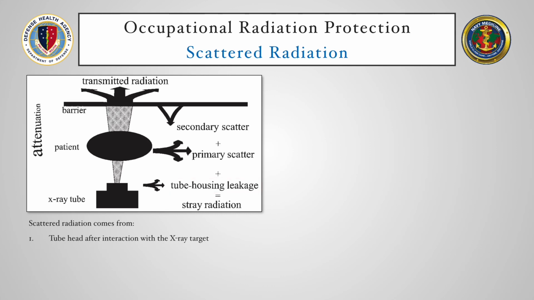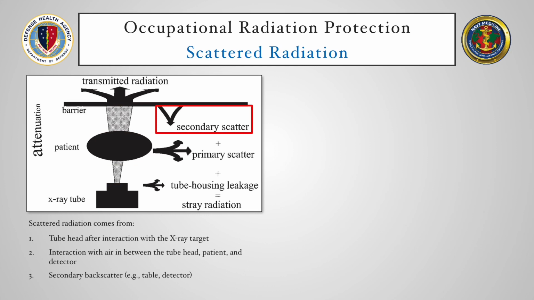Next would be interaction with the air that's in between the tube head, the patient, and the detector, because there are particles in air, and when the X-rays interact, they can scatter in other directions away from the patient. Next would be backscatter from the table or detector after it has traveled through the patient. And finally, the interaction with the patient itself.